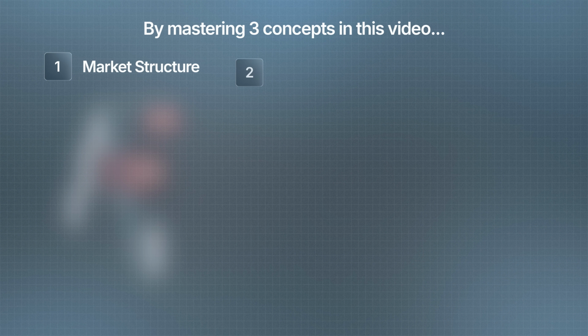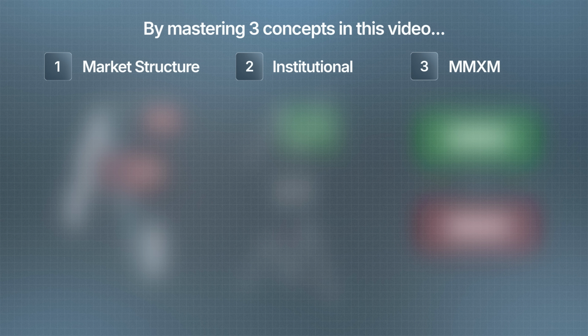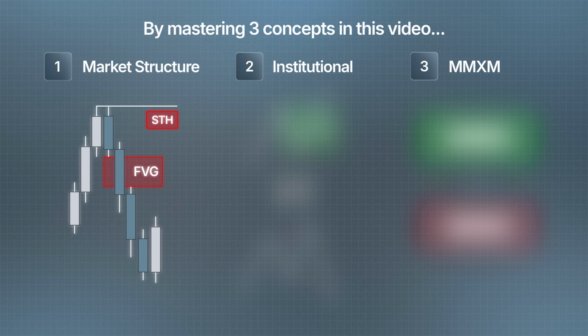So the money-making team is in fact making money. But how can we make sure that you get there as well? By mastering the 3 concepts in this video. Every concept that we're going to go over adds on to the previous concept. So the first concept is market structure.